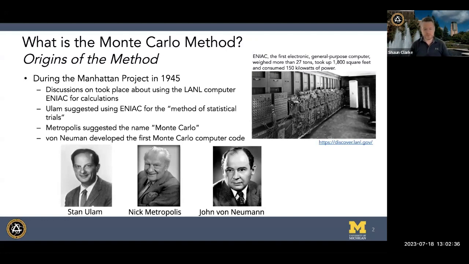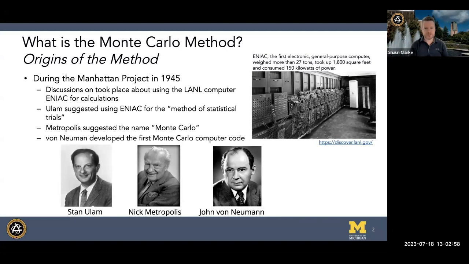Specifically, Stan Ulam, who you can see pictured in the bottom left there of the slide, suggested using this machine for what he called a method of statistical trials. And this was the first notion of what we know today as the Monte Carlo method. In fact, the three gentlemen you see at the bottom of the slide there are widely considered to be the fathers of this method.